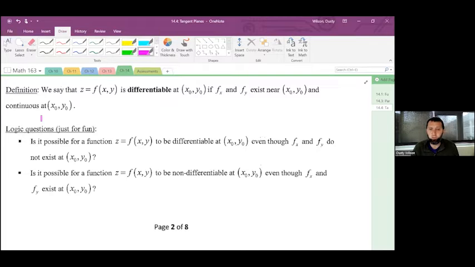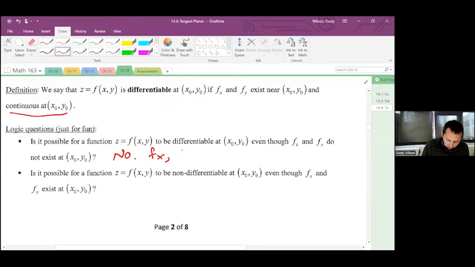So a couple of logic questions just for fun. Is it possible for a function z equal to f of x, y to be differentiable at x naught, y naught, even though fx and fy do not exist at x naught, y naught? The answer here is no, and the reason is because fx and fy have to be continuous at x naught, y naught.